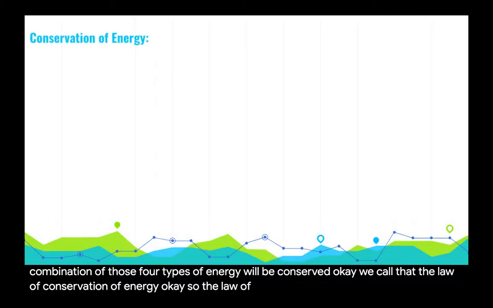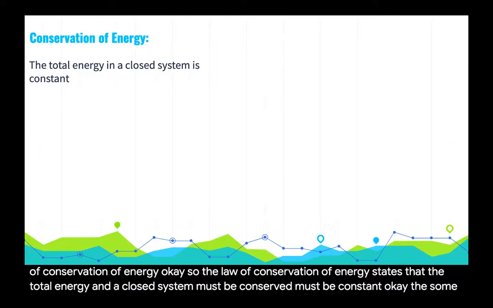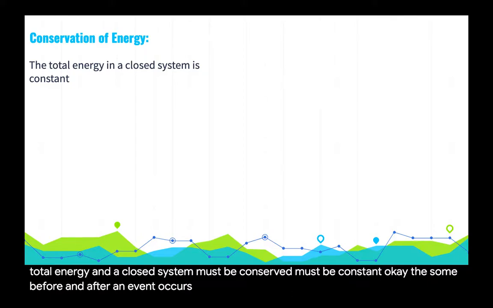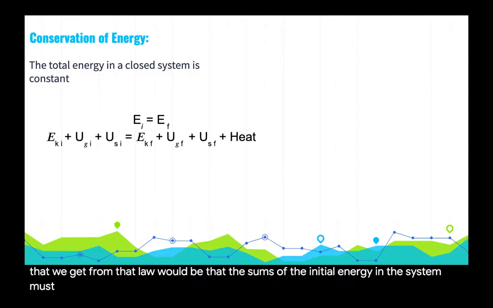Okay, so the law of conservation of energy states that the total energy in a closed system must be conserved, must be constant. The sum before and after an event occurs, or a collision occurs, must be the same. So the equation that we get from that law would be that the sum of the initial energies in the system must be equal to the sum of the final energies within a system.